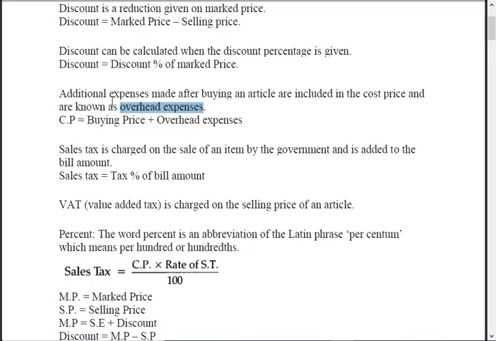What are overhead expenses? Additional expenses made after buying of an article are included in the cost price and are known as overhead expenses. So buying price plus overhead expenses. Do you have any example of overhead expenses? Suppose you purchase a refrigerator from a shop, then bringing it from the shop to your house is the overhead expense. And also fitting it at the place, the person who fits it also takes some money, right?